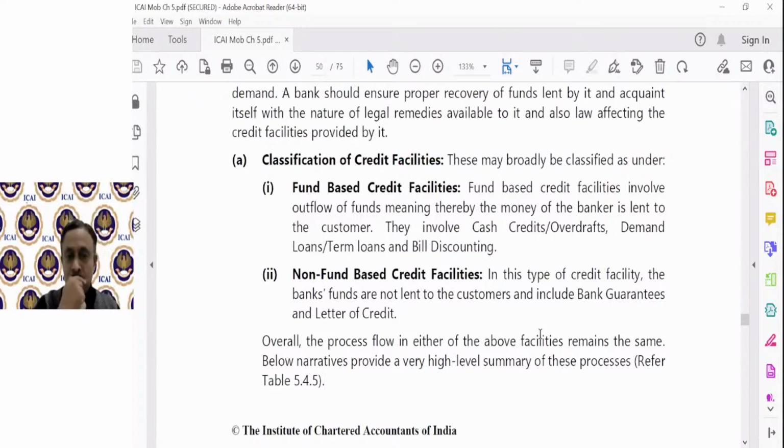Okay. Overall, the process flow of the above activities remains the same. This provides a high level summary of these processes. So for both non-fund based and fund based, the basic process is the same. There will be some subtle differences based on the nature of funding that you are seeking. For example, if it is cash credit, some additional detail. If it is demand loan or term loan, some different detail. If it is LC or BG, then other details. So like that.